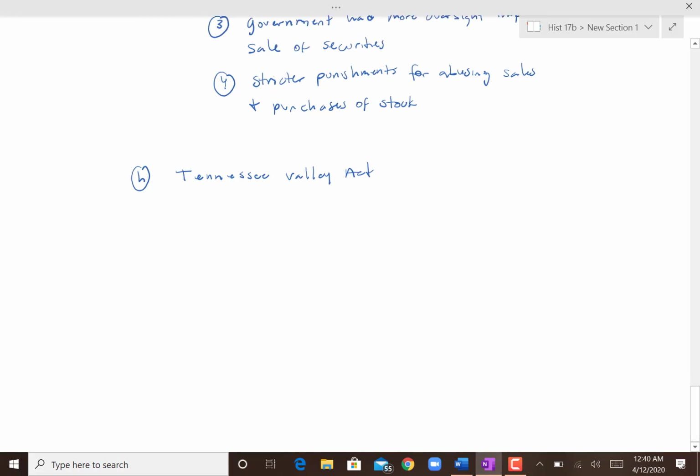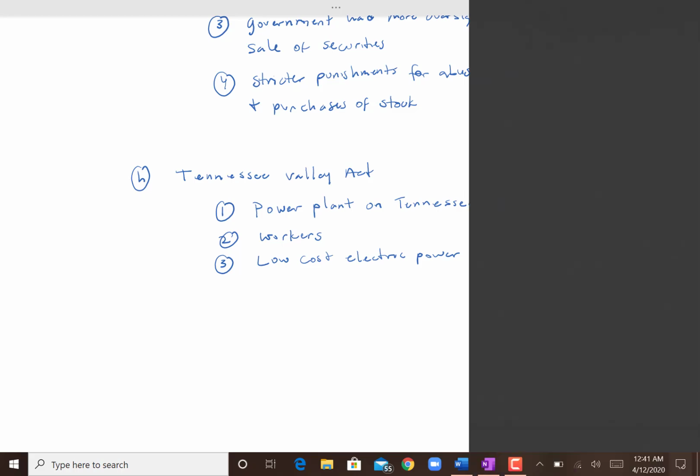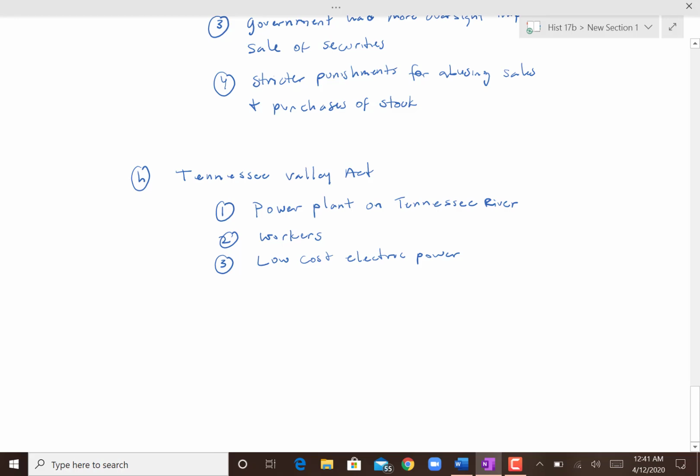This actually was pushed really hard by a particular senator, Senator Norris of Nebraska, who had wanted for a long time a power plant on the Tennessee River. And he was able to push that through with this act. So you have a power plant on the Tennessee River, and this then used workers from the Conservation Corps, which allowed for salary and stuff. It was also meant to provide low-cost electric power to people, along with, of course, employment and housing that people needed in the area.